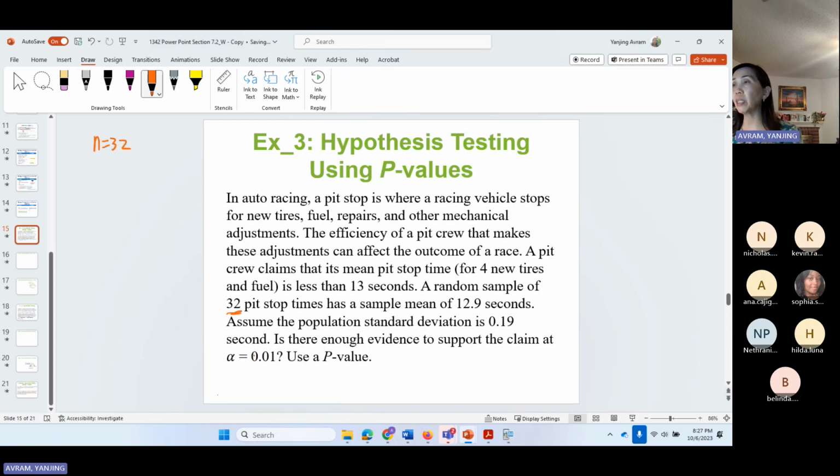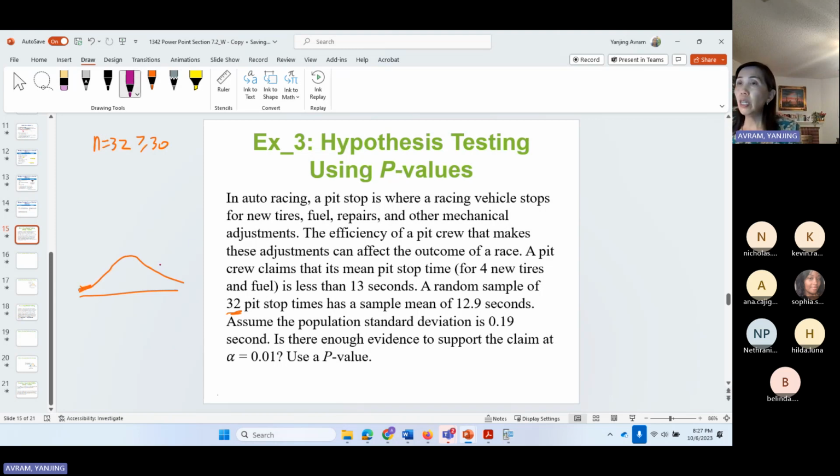32 is really big enough. It's greater than or equal to 30. So even though it didn't tell you the data is normally distributed, you can assume this is approximately normally distributed because the sample size is large enough. So that means we can use the bell curve to do this whole thing.